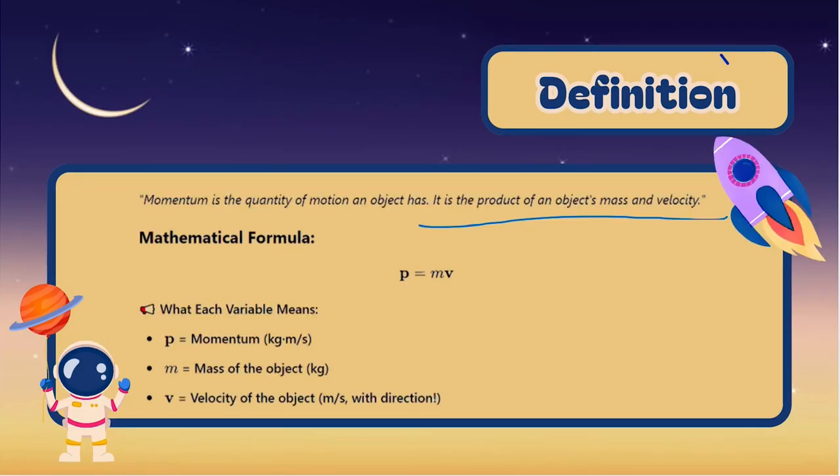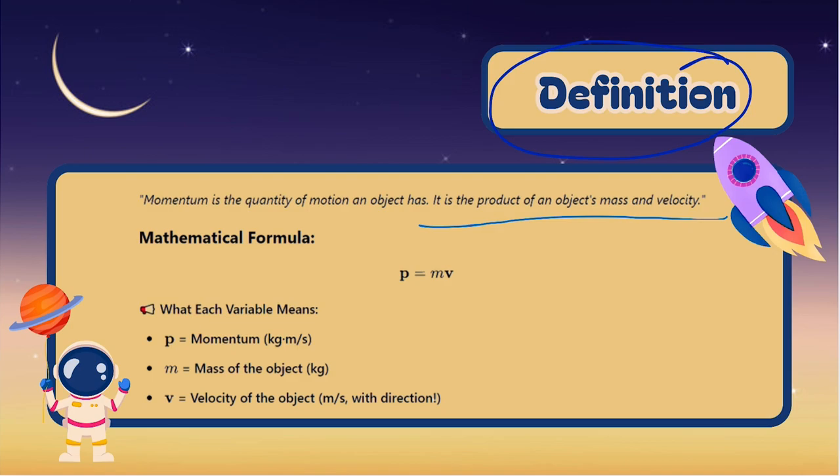So, the definition of momentum is the product of an object's velocity and mass. So, momentum is the quantity of motion an object has. An object that is not moving does not have momentum. But an object that is moving, regardless of its velocity or speed, is automatically going to possess momentum.